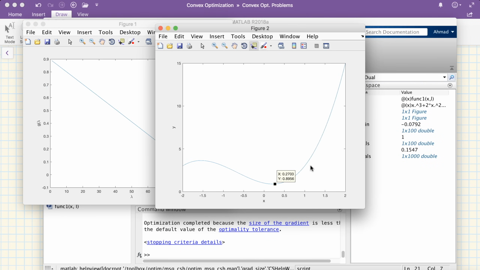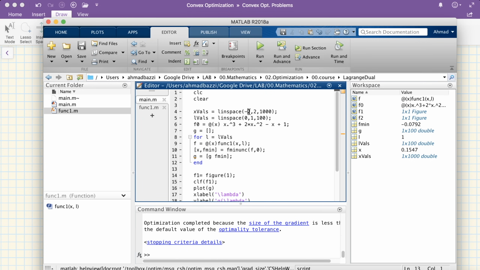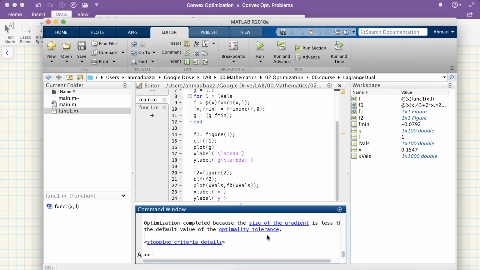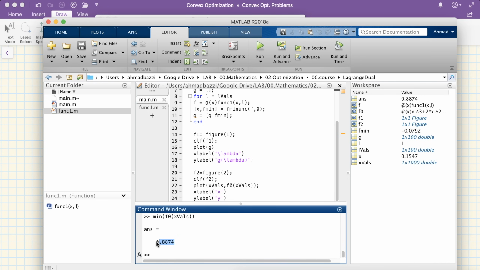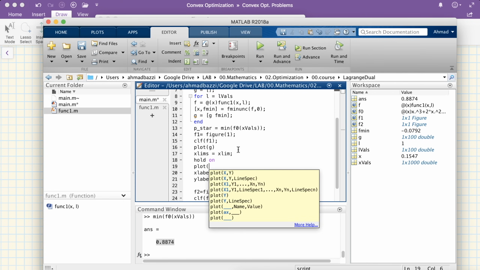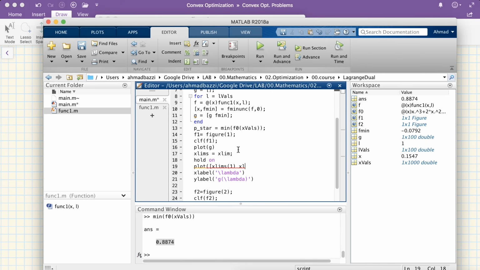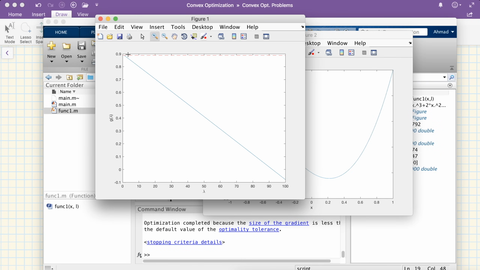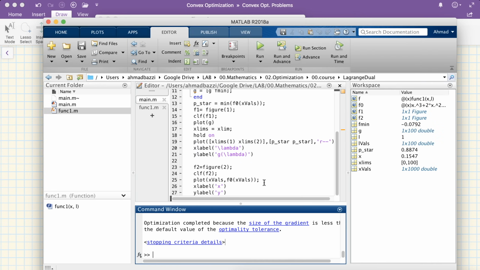Now, over this part. Now, why don't I just go and limit the function in a window minus 1 to 1. So if I go here and say min of f0 of x values, I get 0.8874. This is P star. I'm going to plot a dashed upper bound. X minus 1, x minus 2, and P star, P star. And there you go. You can see we've got a nice upper bound. It's upper bounded by P star. This is G of lambda. This is P star. We put a legend.